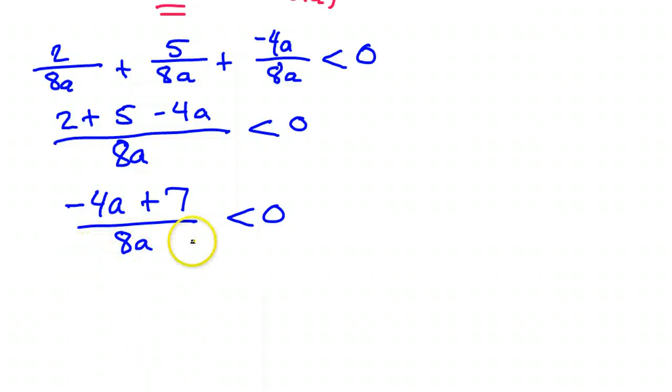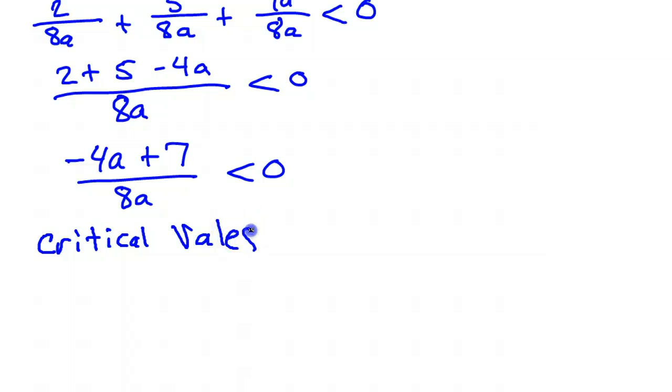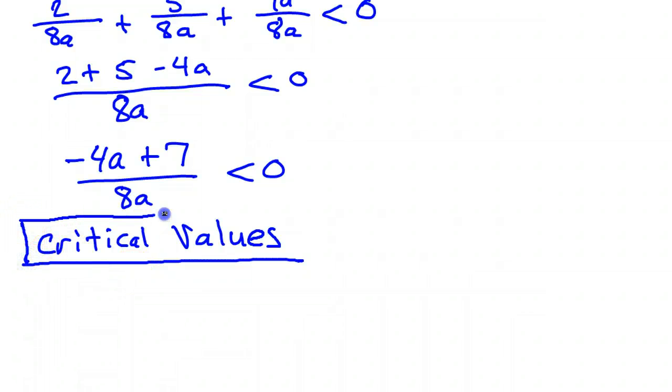Once you have it simplified down as far as it'll go, just a single simplified fraction, it's time to figure out what the critical values are. So here we're going to do the critical values. I left out a u. So the critical values, they are the zeros of the function, and they are the excluded values.